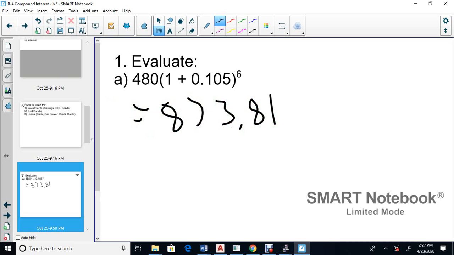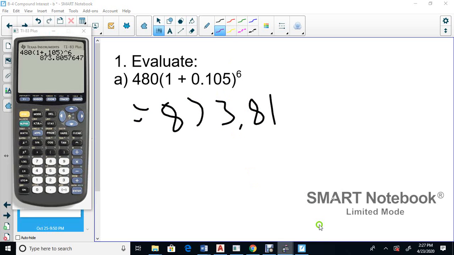Okay, that's one way to do it. Another way to do this, and this is what I like to do: I go 480, I put the bracket, and I already add the 1 in my head. It's always 1.105. So all these questions always are 1.105, to the exponent 6. So for this part in here, I just put a 1 in front of that 0.105, and then I put it in. It works every time, and I hit enter, and I get the same answer, okay?